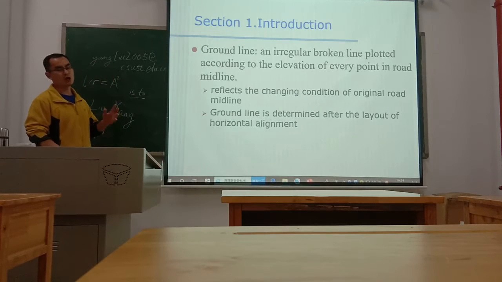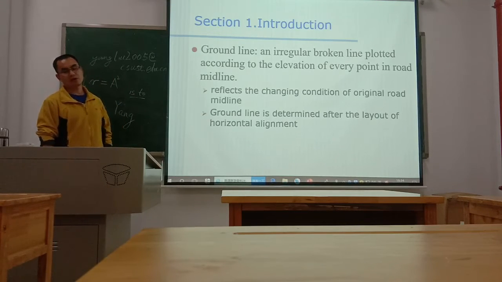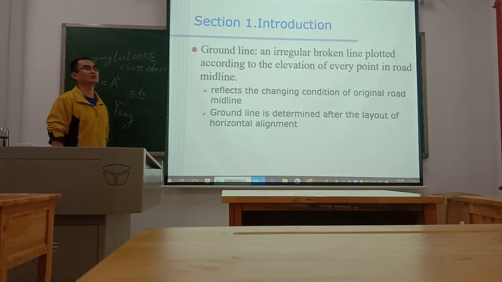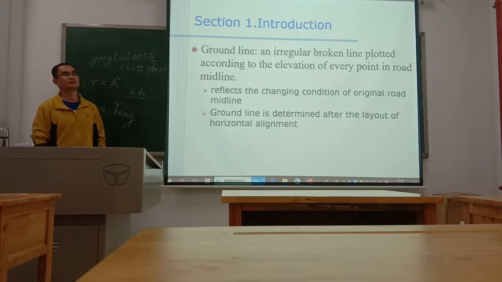Ground line. What's the ground line? Ground line is an irregular broken line plotted according to the elevation of every point on the road midline. Ground line reflects the changing condition of a regional road line or road midline. Ground line is determined after the layout of horizontal alignment, when the horizontal alignment is chosen.